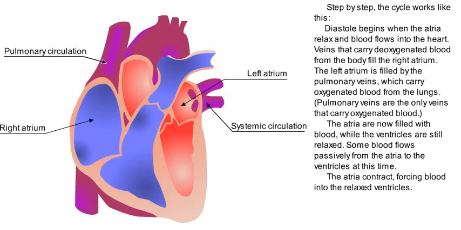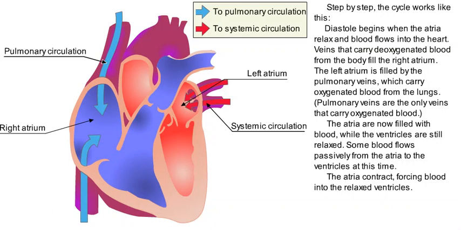Step by step, the cycle works like this. Diastole begins when the atria relax and blood flows into the heart. Veins that carry deoxygenated blood from the body fill the right atrium. The left atrium is filled by the pulmonary veins, which carry oxygenated blood from the lungs. Pulmonary veins are the only veins that carry oxygenated blood.